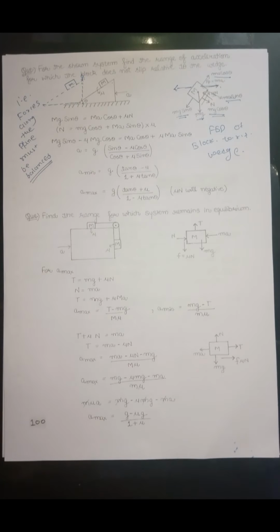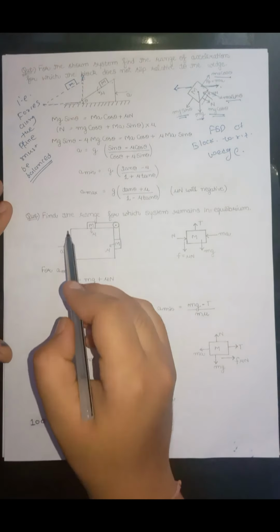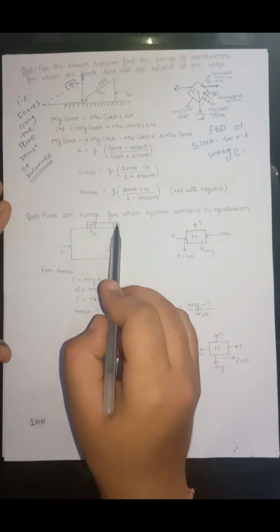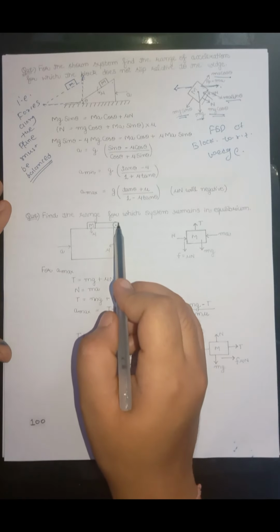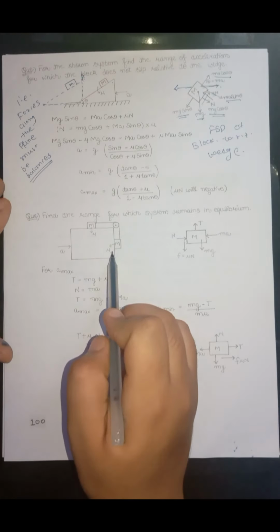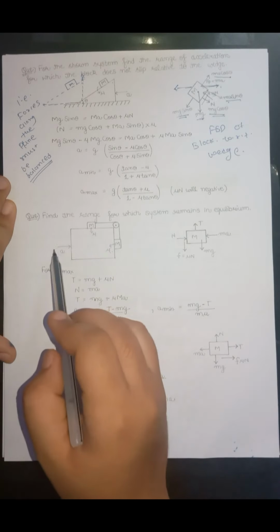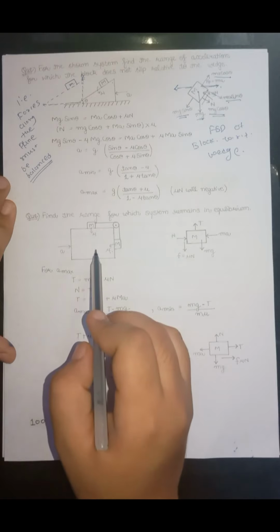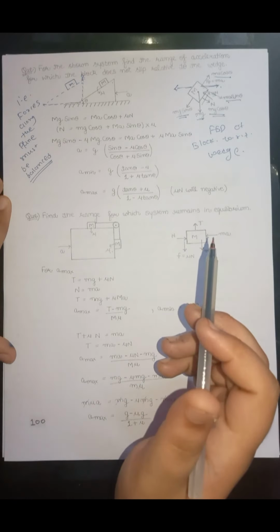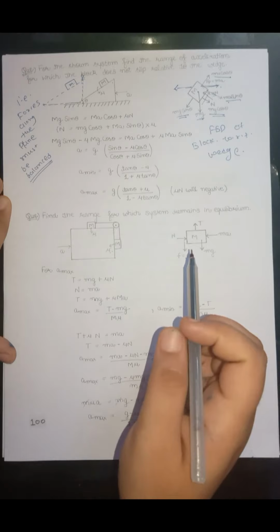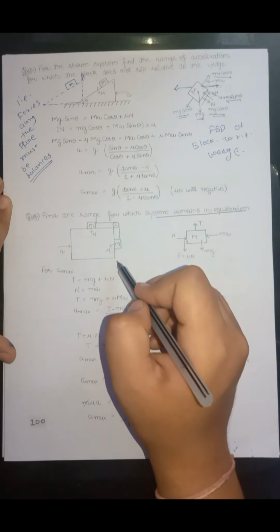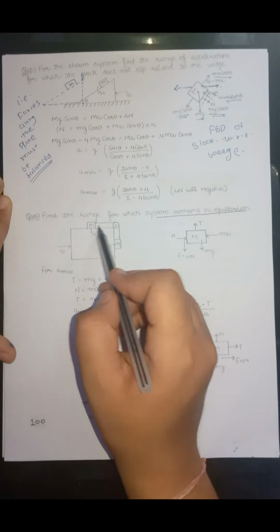Now let us see another example. Here there are two blocks of mass m connected with a massless string, and this string is passing over this pulley. The coefficient of friction at both the surfaces is mu. This block has applied acceleration A. We want to find the range for which the system remains in equilibrium. The system remains in equilibrium, that means this block does not slide in the downward direction and this block does not move horizontally.